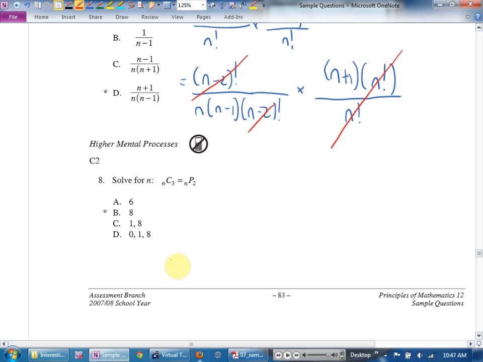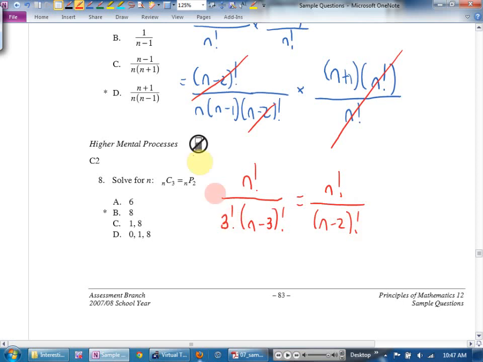Otherwise, I guess I'm going to plug this in. This is going to be n factorial all over 3 factorial times n minus 3 factorial. That's from the formula sheet: n choose r equals n factorial all over r factorial times n minus r factorial. By the way, what's 3 factorial in your head? I'd probably do this. Now what?